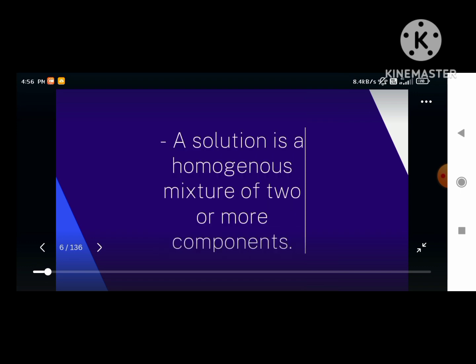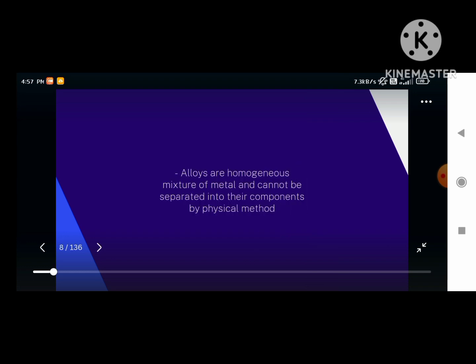Definitions. Number 1, solution. A solution is a homogeneous mixture of two or more components. Number 2, alloys. Alloys are homogeneous mixtures of metals and cannot be separated into their components by physical methods.